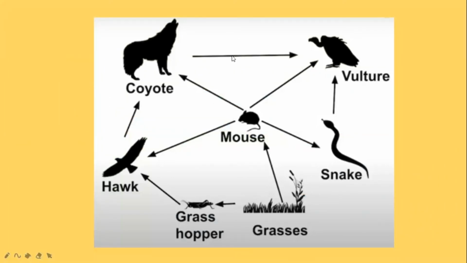So this is an example of a food web. Based on this food web, grasses are in the first trophic level, grasshopper and mouse are in the second trophic level, and hawk, coyote, vulture and snake are in the third trophic level. But if we focus on one food chain, I'll take this chain, the trophic level is different from the web. The first trophic level in this chain is grasses, second is grasshopper, third is hawk, fourth is coyote, and last, the fifth trophic level is vulture.